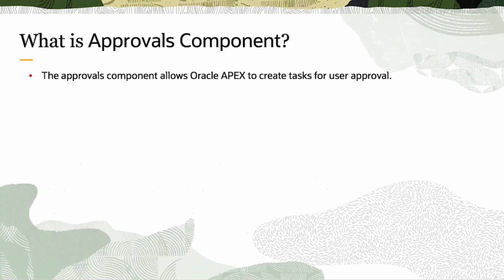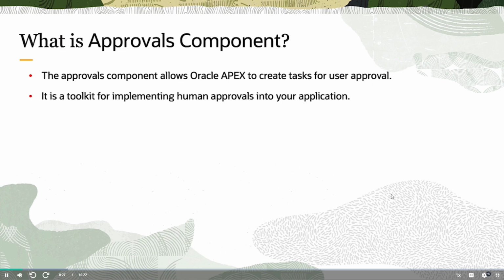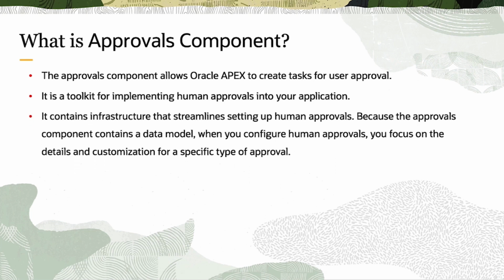What is the approvals component? The approvals component allows Oracle Apex to create tasks for user approval. The Apex approvals component is a toolkit for implementing human approvals into your application. It contains infrastructure that streamlines setting up human approvals. Because the approvals component contains a data model, when you configure human approvals, you focus on the details and customization for a specific type of approval.